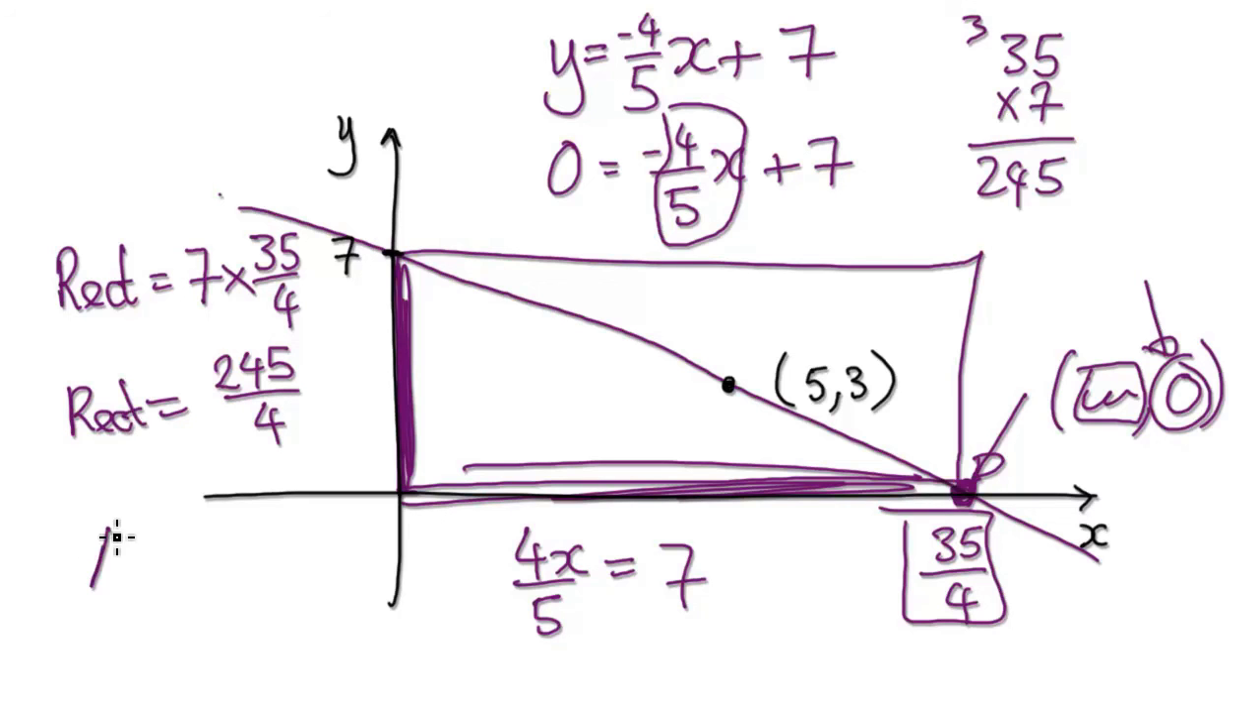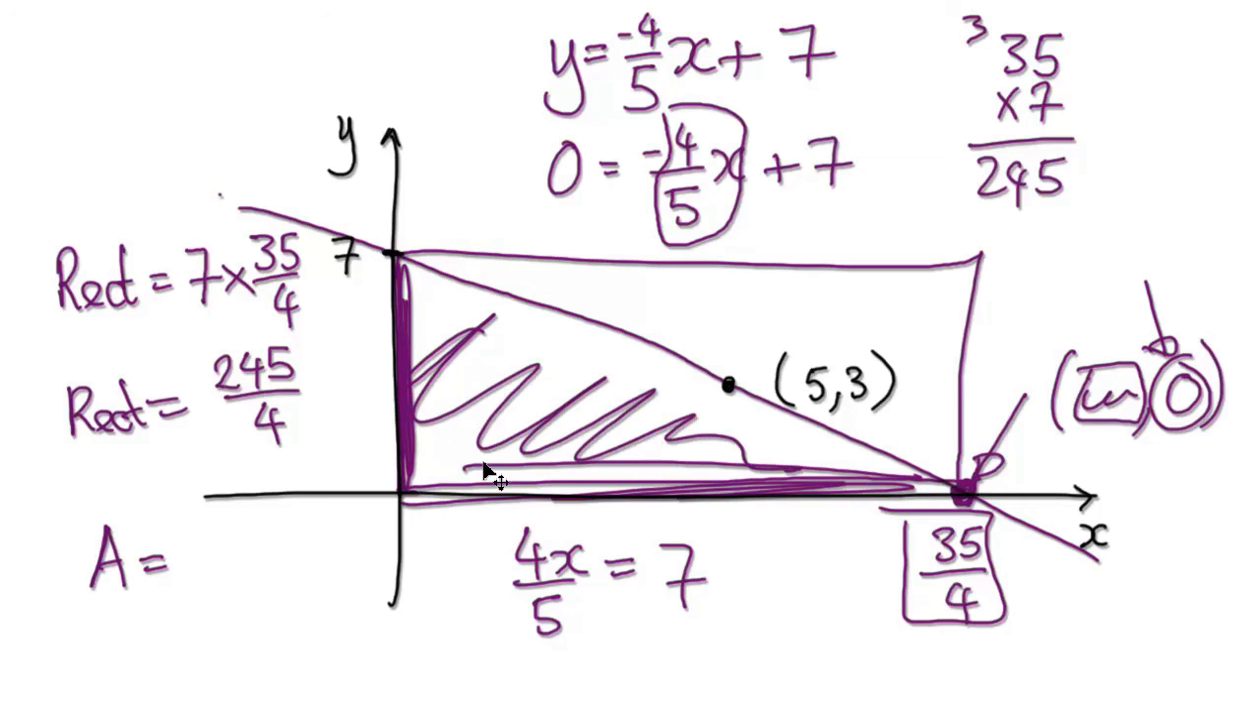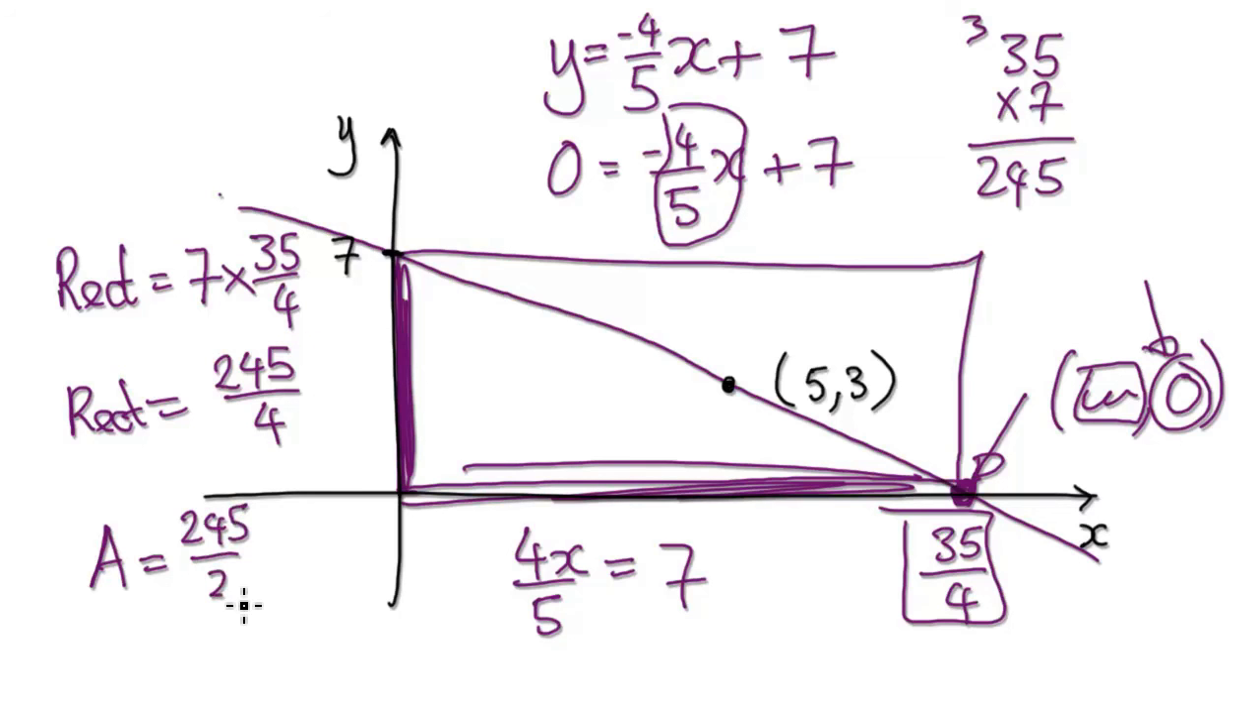So the area of the triangle, which we're just going to call A, because we were trying to seek A all along, would be the area of the rectangle, 245 over 4, and then you divide it by 2. Now when you divide a fraction, it gets multiplied to the bottom. So it would be 245 over 8. So this here would be your final answer. Okay.